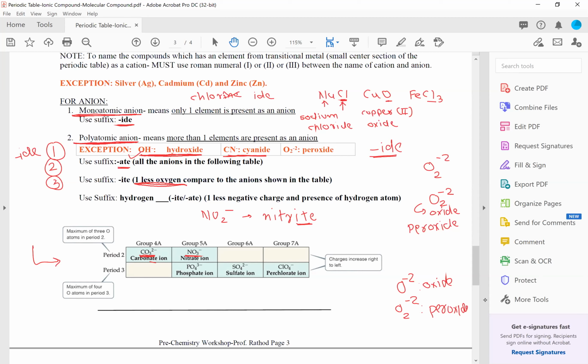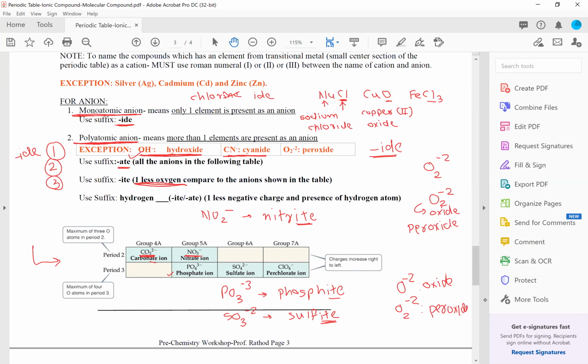We can apply the same rule to phosphate. Instead of PO4, if we have PO3, one less oxygen but the same charge, then what do we call this? Phosphite. Right. If you have SO3 minus 2, what do we call it? Sulfite. Phosphite. "Ite" as the suffix.